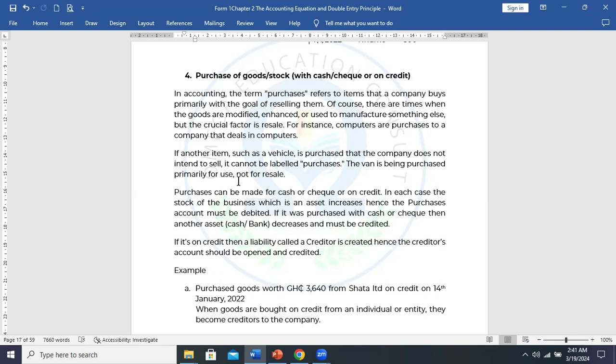Now, when you purchase with cash or check, look at it, the business. So Business Amwa, I'm going to buy goods from Melcom. If I pay cash, I'm getting goods from Melcom and I'm also losing cash to Melcom. So I'm increasing my stock, which is an asset. So increase in asset stock, but there's also a decrease in asset cash or bank if I used check. If I didn't pay Melcom, then Melcom as a supplier will become a creditor. And a creditor is a liability in this case.